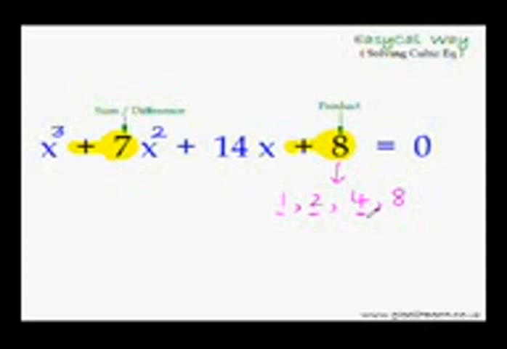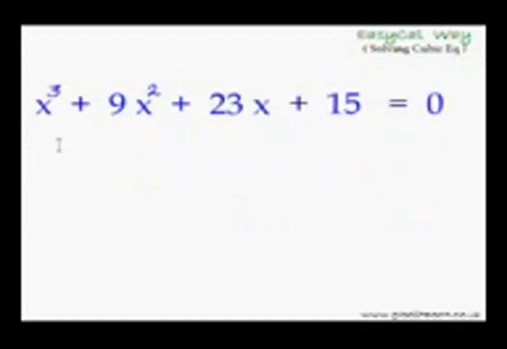To find the solution of this cubic equation, you just have to change the signs of the factors. That's it. Question solved. The three solutions of this cubic equation are x equal to minus 1, x equal to minus 2 and x equal to minus 4. So tell me now, wasn't that easy? So solve this cubic equation. Now I'm really sure you can do it easily.